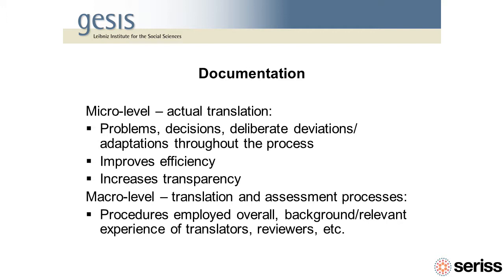Translators, reviewers, adjudicators, whoever is involved in producing the actual translation should comment on translation problems or decisions or deliberate deviations in the translations, cultural adaptations. They should document that in a special column or in a special field. I'll show you an example in a moment. Why should this be documented? Take the example of the translator: if they document special problems or decisions, this information can be passed on to the next step, so that all of this information is available for the team at the review stage.